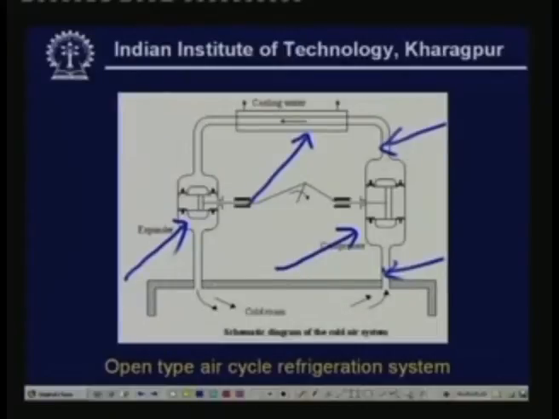Because of the compression process, its temperature also increases. So, it can reject heat in this heat exchanger to the cooling water that is flowing through the heat exchanger. In the heat exchanger, the high pressure air rejects heat and its temperature drops. So, at this point you have high pressure and warm air, not hot air but warm air.